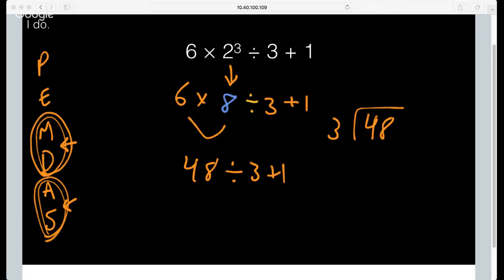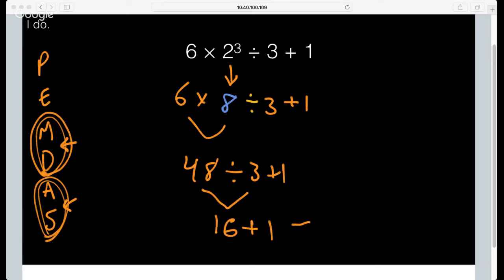Let's see. 6, so we could say it goes in 1 time. 18. Hey, 16? Is that right? 6 and 3 is 18. Hey, 16 times 3. I should have known that. That's okay. 16. Good. All right. So Mr. Weichert now knows that that's equal to 16. We have plus 1, and that's our only operation left, so 17.